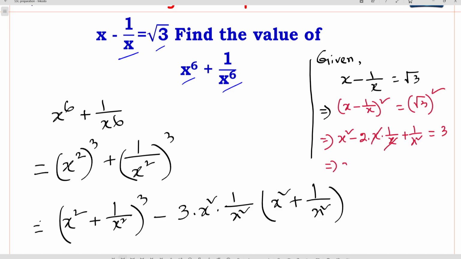So finally we get here x square plus 1 by x square, and this minus 2, if we exchange or we add both sides by 2, we will get 3 plus 2, it means 5. So here x square plus 1 by x square equals 5.